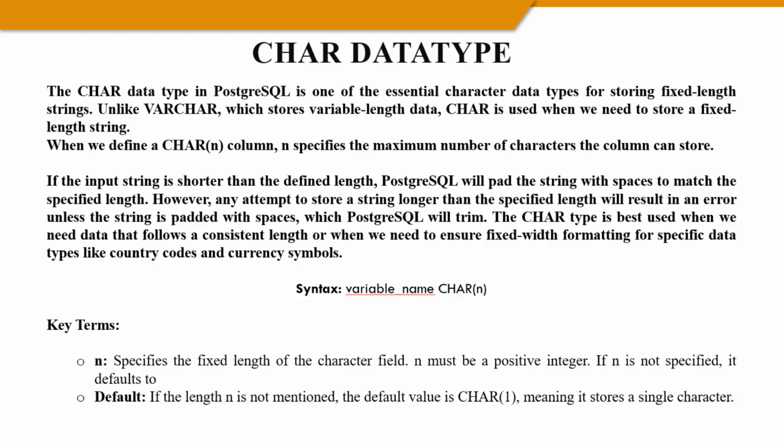The CHAR type is best used when we need data that follows a consistent length, or when we need to ensure fixed width formatting for specific data types, like country codes and currency symbols. Syntax: variable name char n. It specifies the fixed length of the character field. N must be a positive integer. If n is not specified, it defaults to 1. But if the length n is not mentioned, the default value is char 1, meaning it stores a single character.